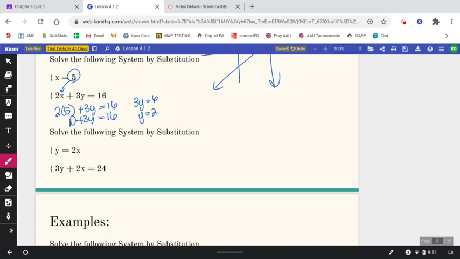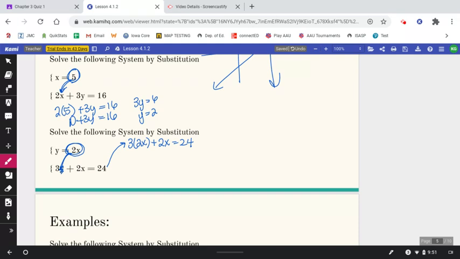On the second example, we have y equals 2x and 3y plus 2x equals 24. So I'm going to circle what y equals, and I know that y equals 2x. I'm going to substitute that into the second equation in place for the y. So the second equation will now become 3 times 2x plus 2x equals 24. So I'm doing the same thing I did up top where I circled the 5 and put it in for x. This time, y is not just a number though, it's a number with a variable. So I just put it in.